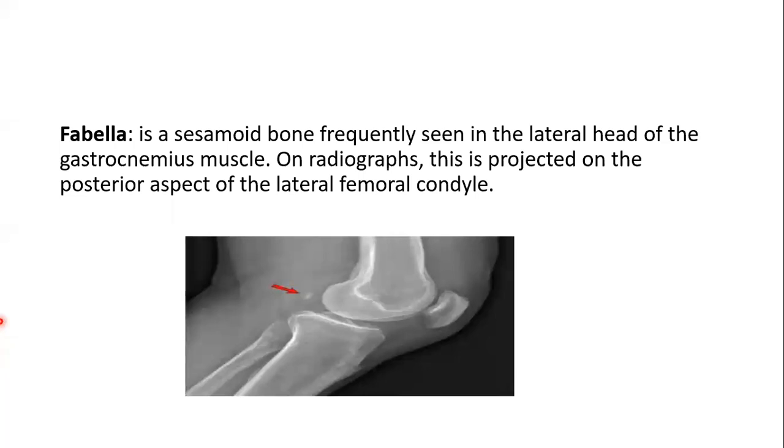The fabella is a sesamoid bone frequently seen in the lateral head of the gastrocnemius muscle. On radiographs, this is projected on the posterior aspect of the lateral femoral condyle. This is a normal variant, fabella.